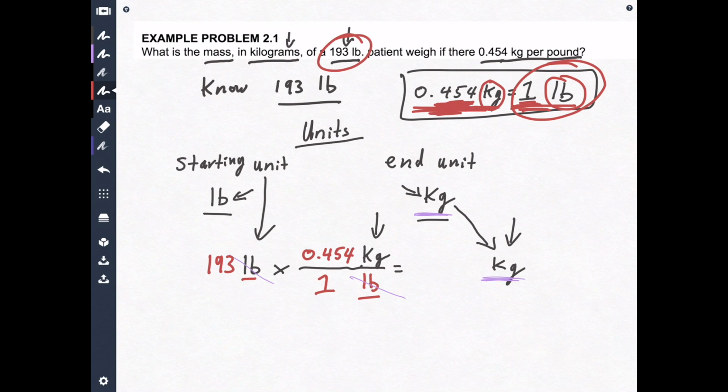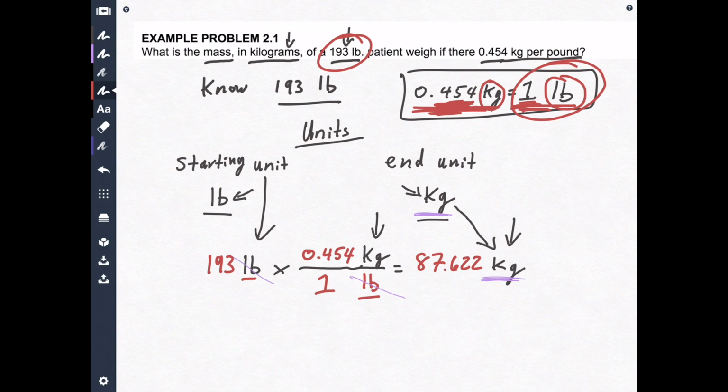193 multiplied by 0.454 divided by 1 equals. Now the calculator gives you 87.622. That is not the correct answer. It's getting to the correct answer. It's close to the correct answer, but it's not correct.